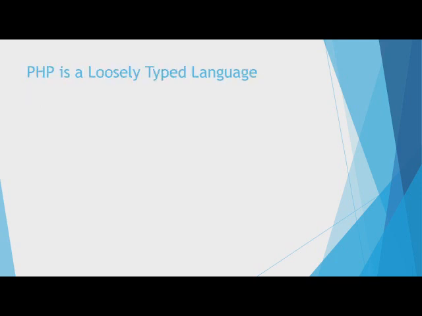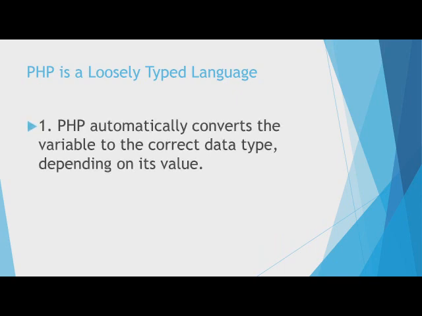PHP is a loosely typed language. Sa PHP, ang variable ay hindi mo na kailangan lagyan ng data type dahil siya na mismo ang mag-convert or mag-adjust kung anong data type ang gagamitin, depende sa value na i-assign mo. Karamihan kasi sa mga programming languages ay kailangan mo munang i-declare ang data type sa kalagyan ng value. So PHP automatically converts the variable to the correct data type depending on its value.